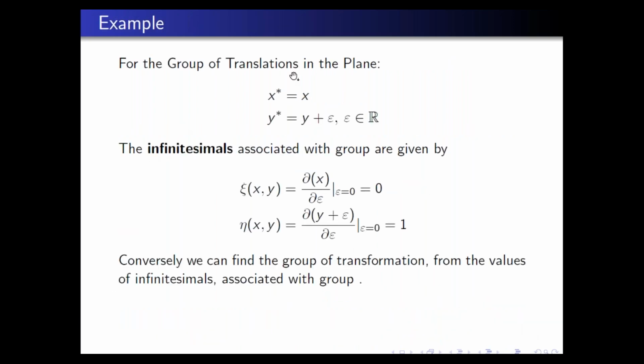For example, consider the group of translation in the plane, x star is equal to x and y star is equal to y plus epsilon, where epsilon belongs to R. In this case, the infinitesimals associated with the group are given by xi(x, y), that is, we find the partial derivative of x star with respect to epsilon at epsilon equal to 0. Clearly, its value is 0. And eta(x, y), that is the partial derivative of y star, which is y plus epsilon, with respect to epsilon at epsilon equal to 0. And clearly, its value is 1. Conversely, we can find the group of transformation from the values of infinitesimals associated with the group.